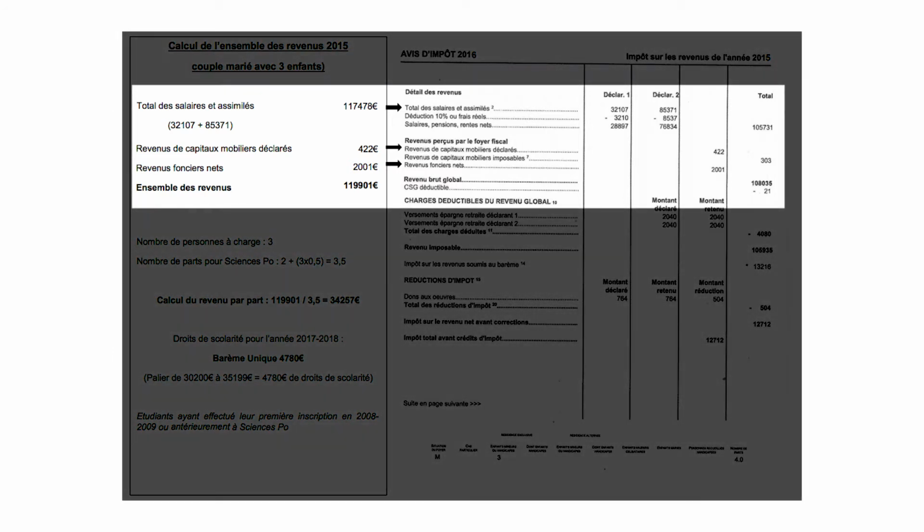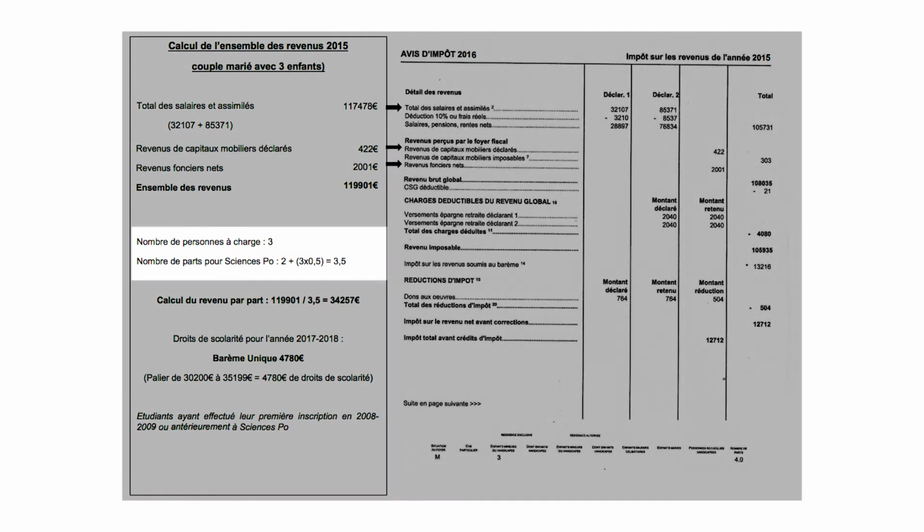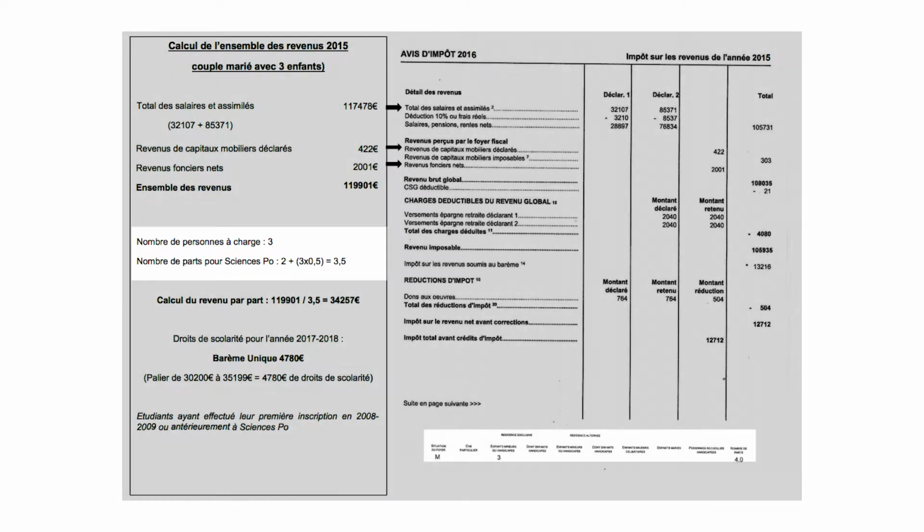Make the sum of all income received by the household. You must take the amounts before deductions and taxes. You will then have to select the number of units that makes up the household according to this rule. One adult counts for one part, and one dependent child counts for half a part. For example, a household of 2 adults and 3 children will give us 3.5 parts.